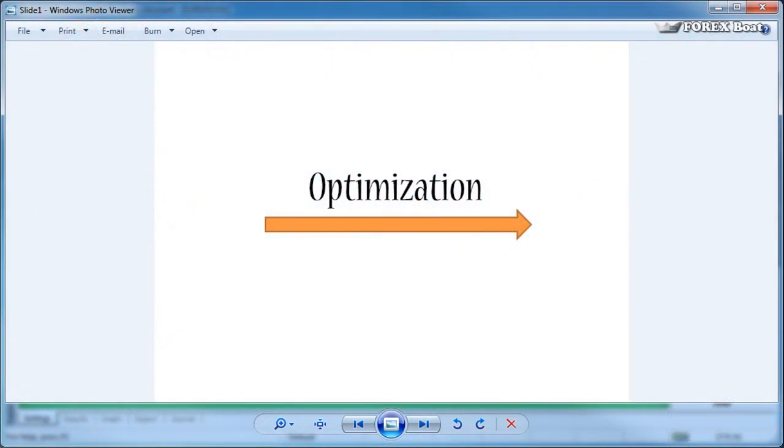Hello, this is Kirill from forexboat.com and welcome to the 8th tutorial on testing and optimization in MetaTrader 4. In the previous tutorial we talked about the forward test, and today we will be discussing the concept of optimization.